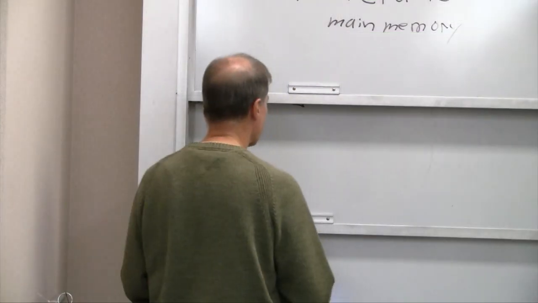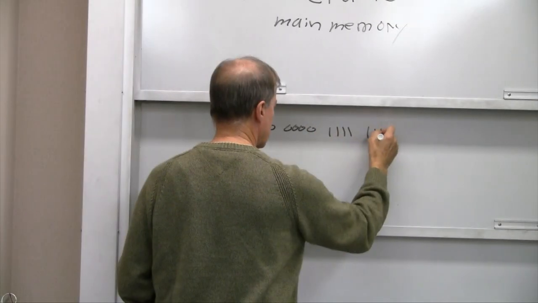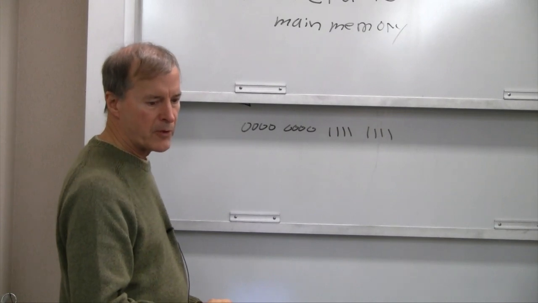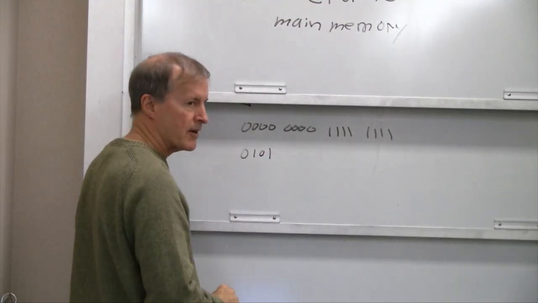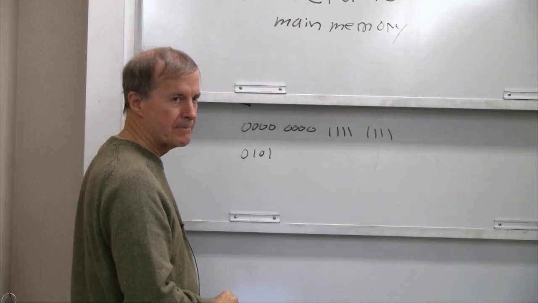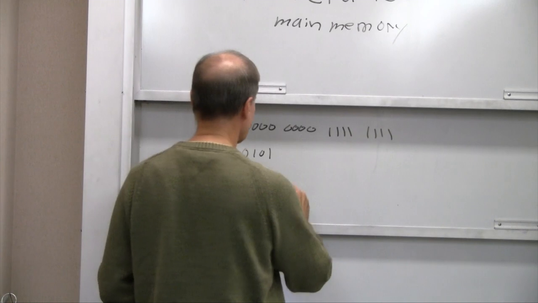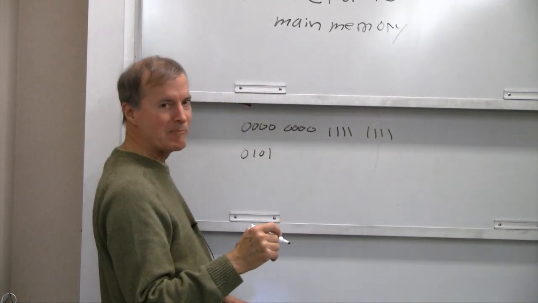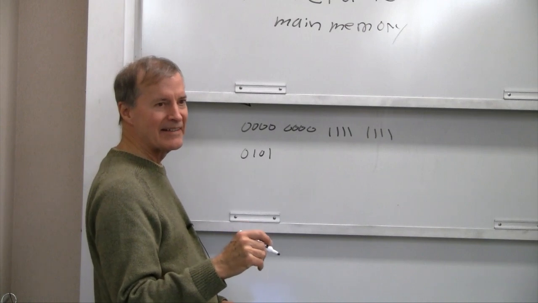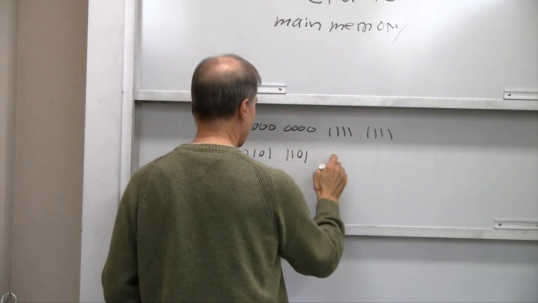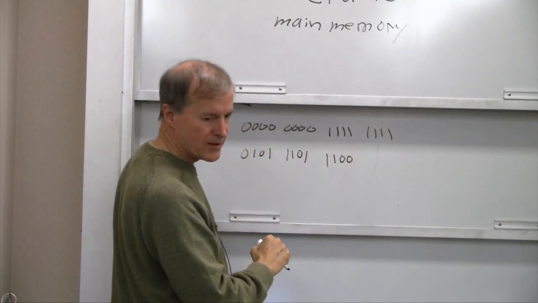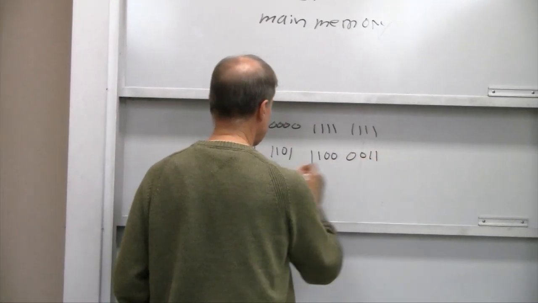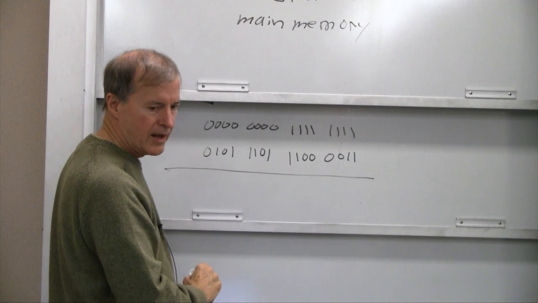So now in part A of the figure, what do we have at memory location 004A? 00FF, so what is that in binary? That's this, right? And what do we have in the index register? 5DC3. What's 5? That's 5, right? What's D? Somebody tell me. It's 1 something. Come on, quick. Come on, somebody tell me D. 1101? What's the next one? 1100. Is that C? And then what is 3?